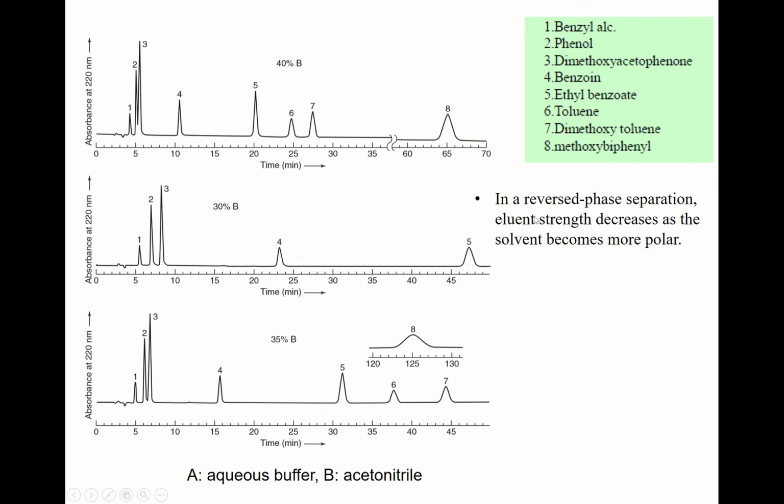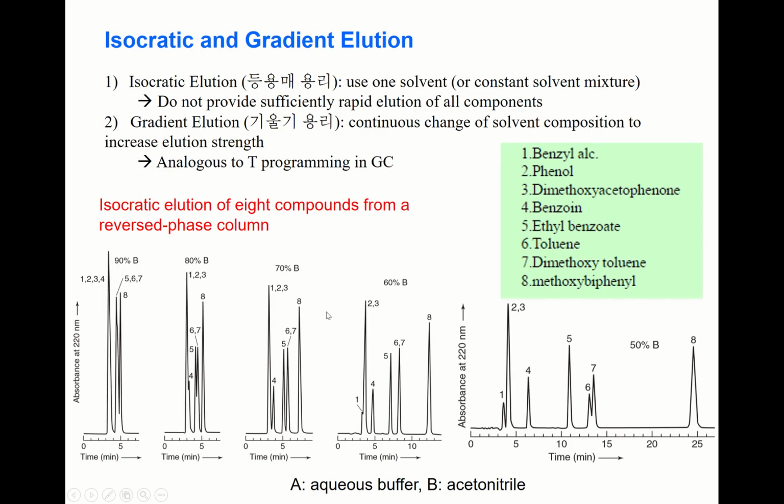By the way, in reversed phase separation, elution strength decreases as the solvent becomes more polar. Anyway, this is the reverse phase separation. But from these experiments, one can draw a conclusion, which is that isocratic elution is not good in most cases. So one should do the gradient elution.